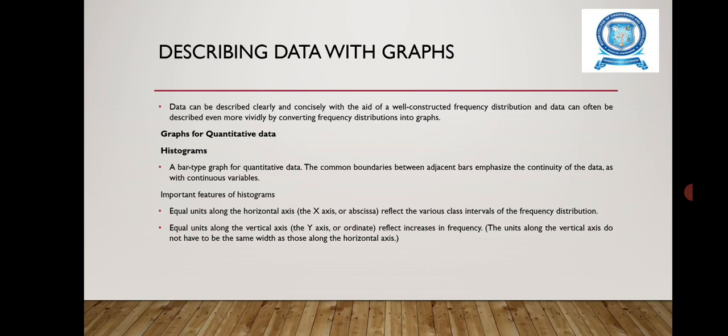Some important features of histograms: equal units along the horizontal axis, that is the x-axis or abscissa, reflect the various class intervals of the frequency distribution. The equal units along the vertical axis, the y-axis or the ordinate, reflect the increasing frequency. The intersection of these two axes defines the origin at which both numerical scales equal 0.